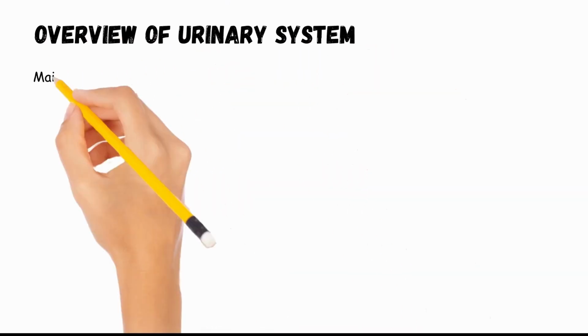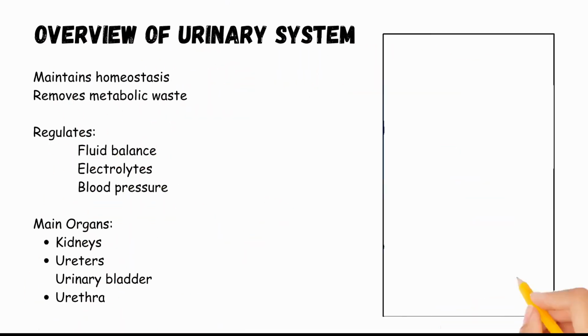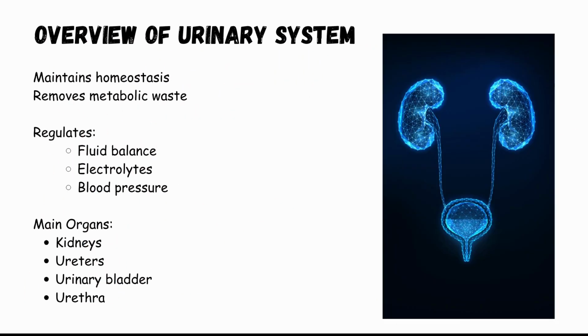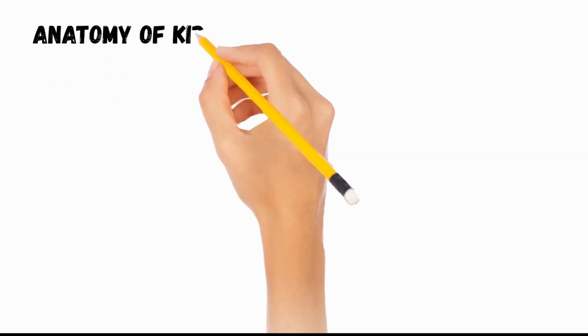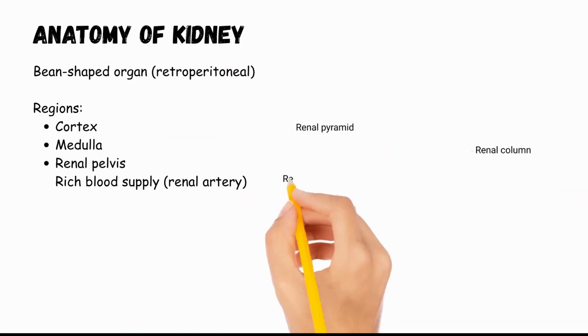The urinary system is essential for maintaining homeostasis. It removes metabolic waste such as urea and creatinine from the blood. It also regulates fluid balance, electrolyte levels like sodium and potassium, and blood pressure. The system consists of four main organs: kidneys, filter blood; ureters, transport urine; bladder, stores urine; urethra, eliminates urine. The kidneys are bean-shaped organs located behind the peritoneum.